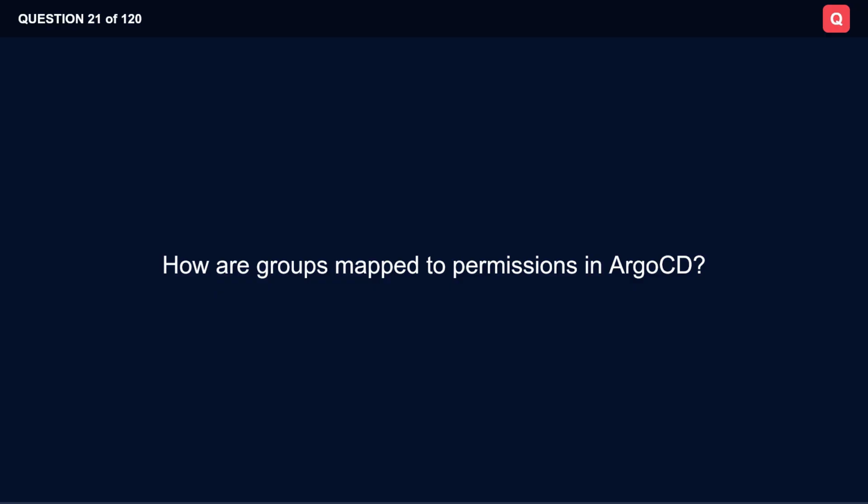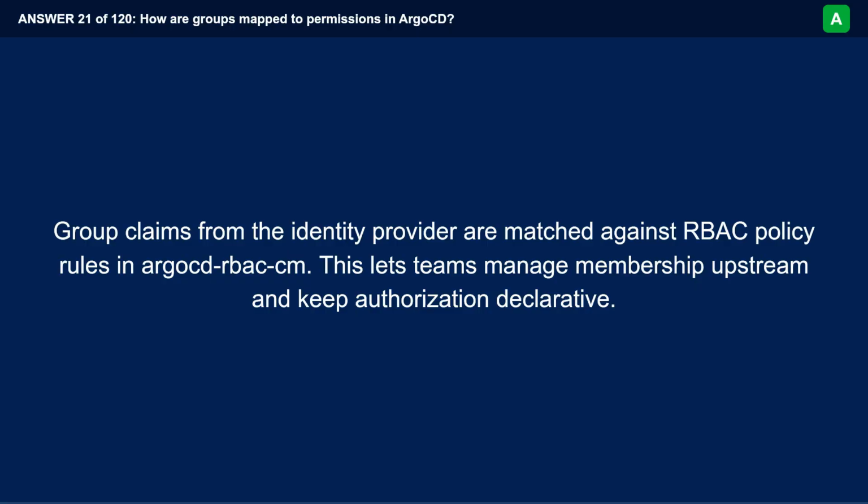How are groups mapped to permissions in ArgoCD? Group claims from the identity provider are matched against RBAC policy rules in ArgoCD RBAC-CM. This lets teams manage membership upstream and keep authorization declarative.